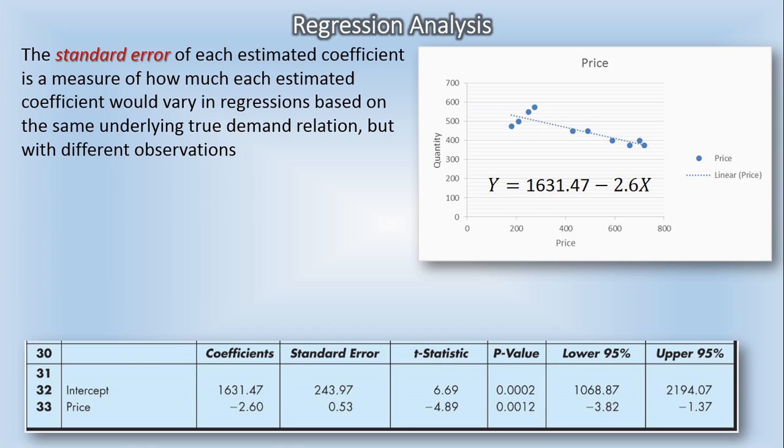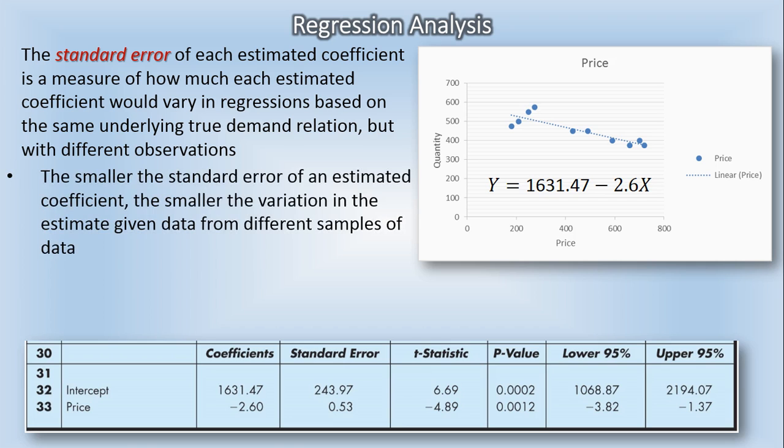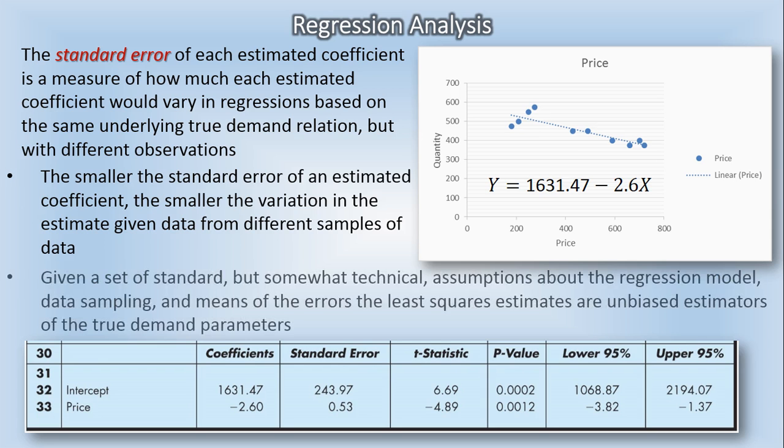Price, though, would not vary that much, but relative to the amount, a decent amount. The smaller the standard error of an estimated coefficient, the smaller the variation in the estimate given data from different samples of data. So given a set of standard but somewhat technical assumptions about the regression model, which we won't go through here, but you will learn in econometrics if you take that class, which you should.